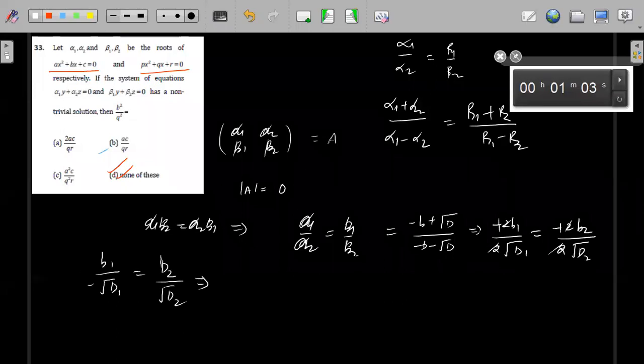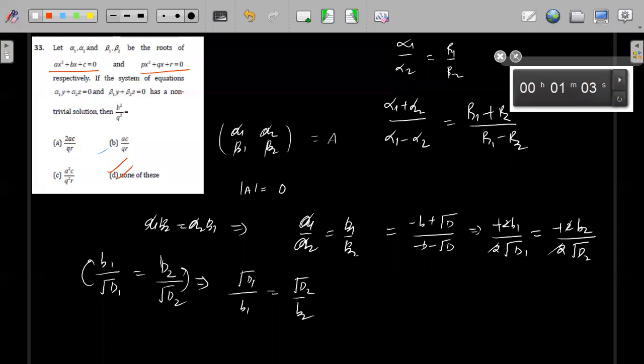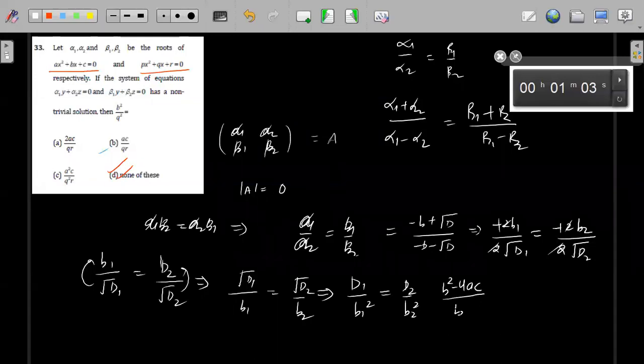So from here, if I take the reciprocal of this also, the ratio will remain the same. So I'm writing root of d1 upon b1 is equal to root of d2 upon b2. Now I will square both sides. So squaring will give me d1 by b1 square is equal to d2 by b2 square. So this d1 is what? b1 square minus 4a1c1, or I will simply substitute the values. So this is b square minus 4ac upon b square is equal to q square minus 4pr by q square.